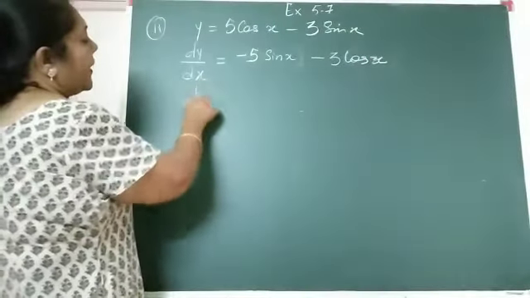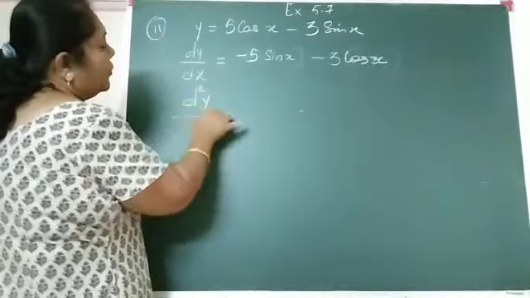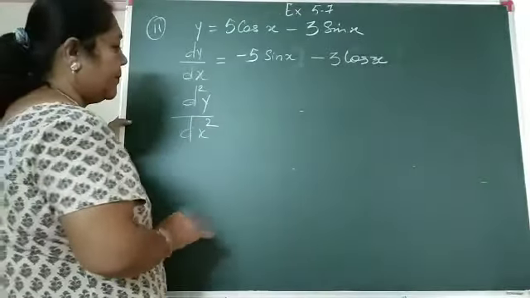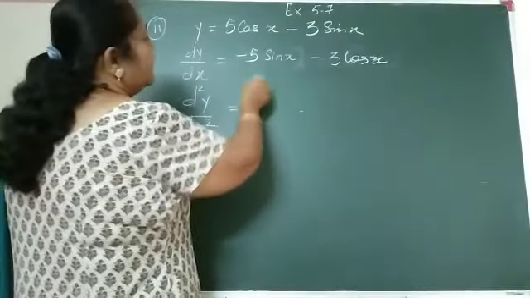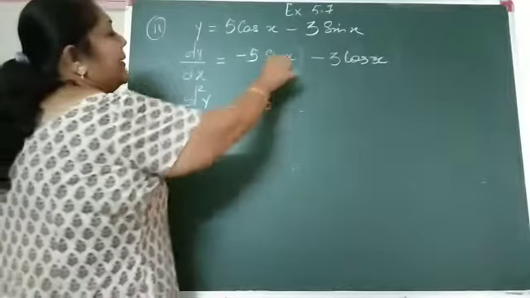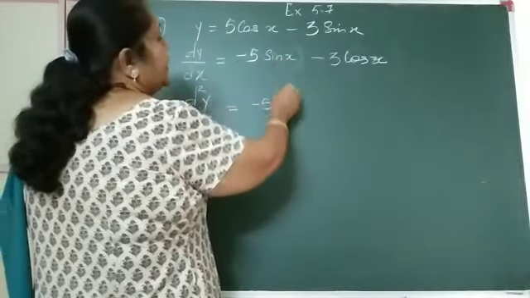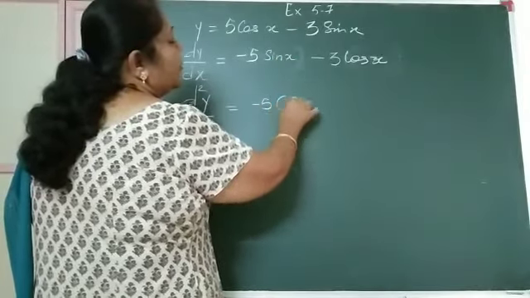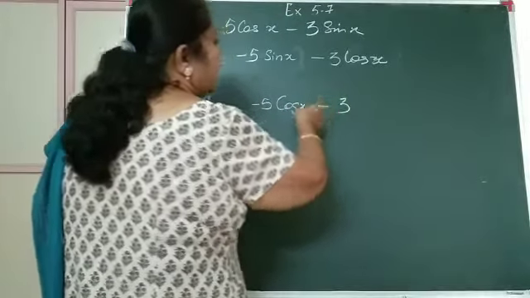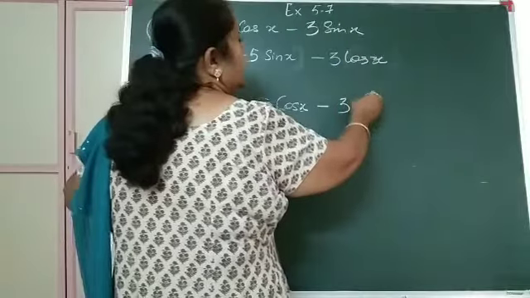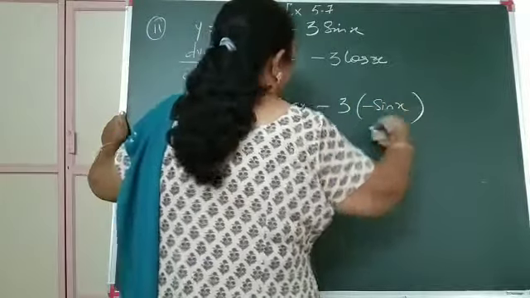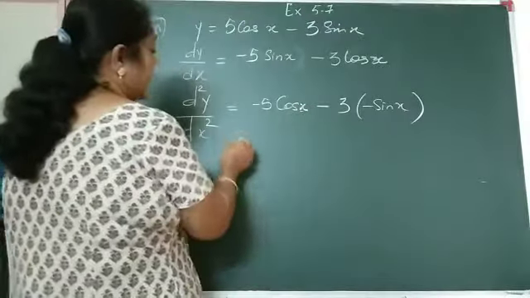Now one more time I have to differentiate. So I go to the second order derivative, that is d squared y upon dx squared, that is equal to minus 5, which is a constant over here, and sine I differentiate. The differentiation of sine is going to be cos x, then minus 3, and the differentiation of cos is going to be minus sine of x. It's going to be minus sine x.